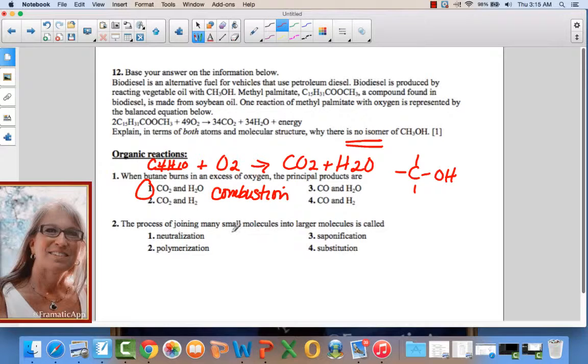The process of joining many small molecules into larger molecules is called polymerization. Joining many, the prefix for many is poly. So remember, a polymer is like a paperclip chain. We've all made paperclip chains. Each paperclip is a monomer. Mono meaning one unit. You link them together to make a polymer, many units.